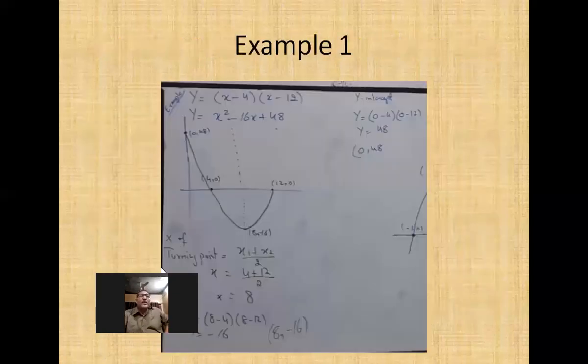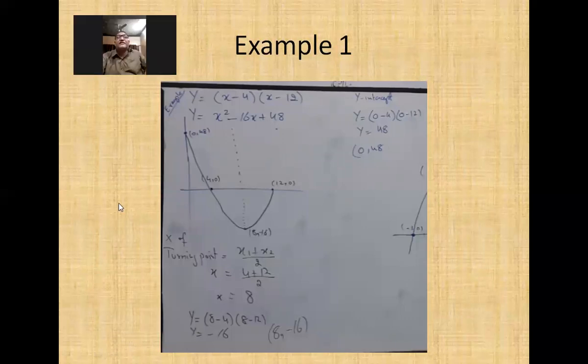Okay, so here I have just tried to give you an example so that you can understand what kind of questions will come. You can see here an equation is given. It's just an example, okay? y equals (x minus 4)(x minus 12). This form of the equation, if you simplify it, will be a quadratic equation. You see x squared minus 16x plus 48. When you multiply these 2 brackets and simplify them, you get x squared minus 16x plus 48.